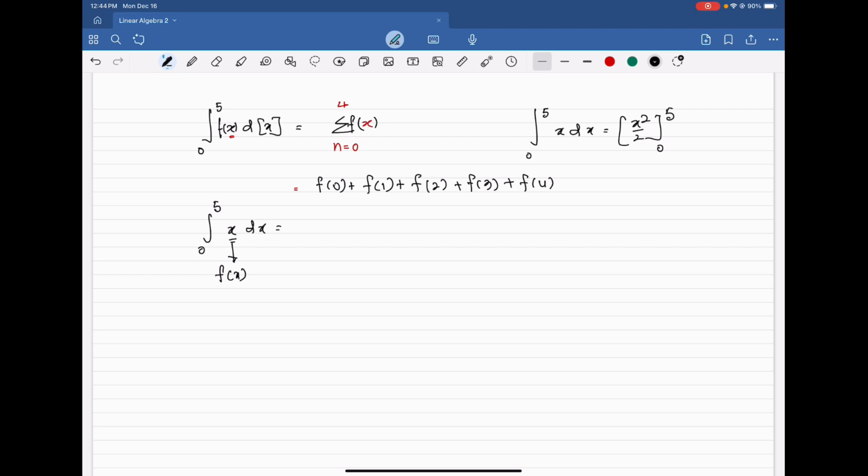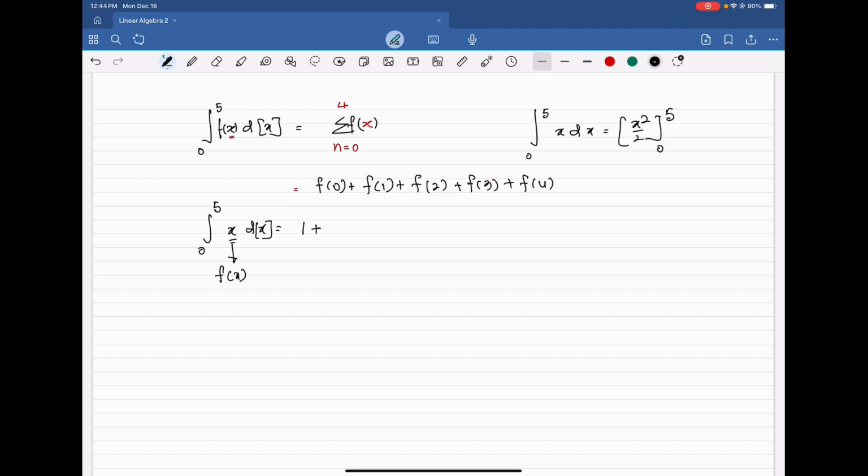What is the function 0? This is ⌈x⌉, because we are doing it with respect to ⌈x⌉. The smallest integer greater than 0, that means it is 1. With respect to ⌈x⌉, we are calculating the integral value.